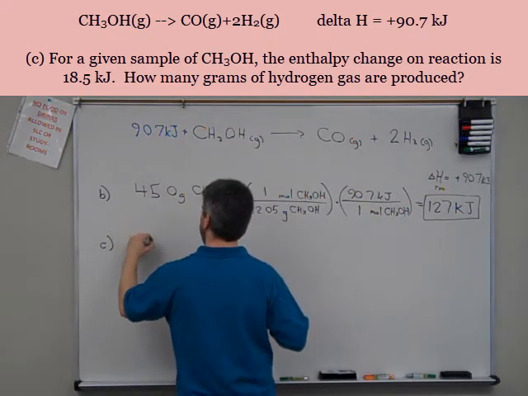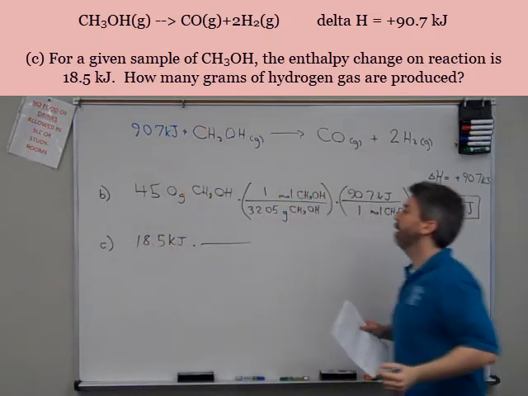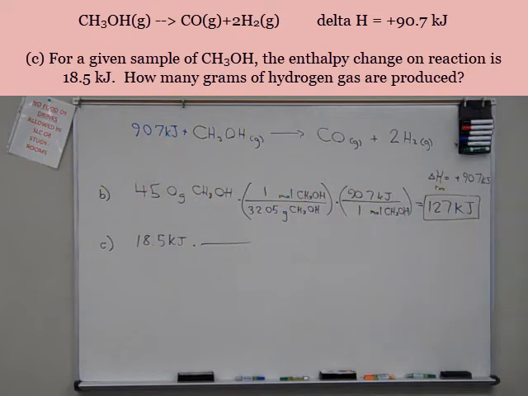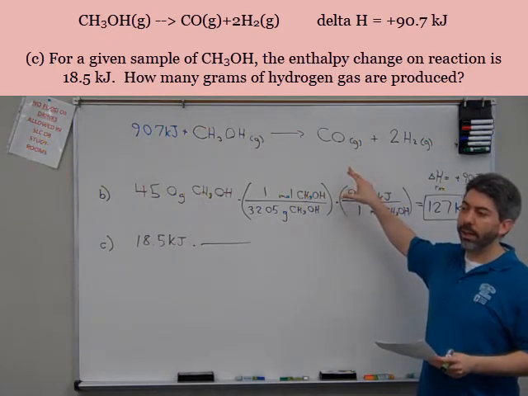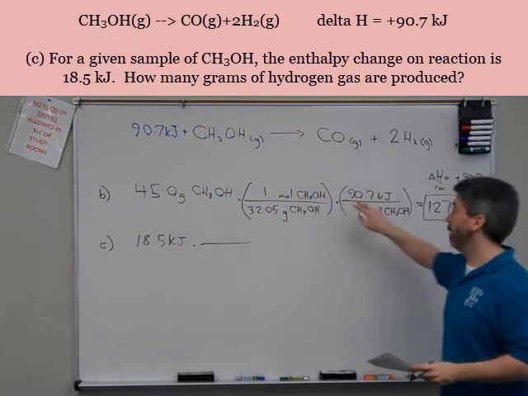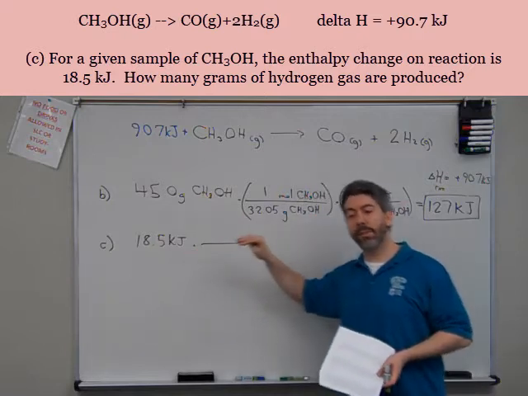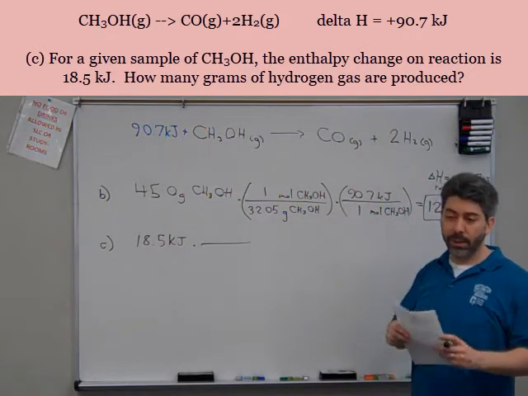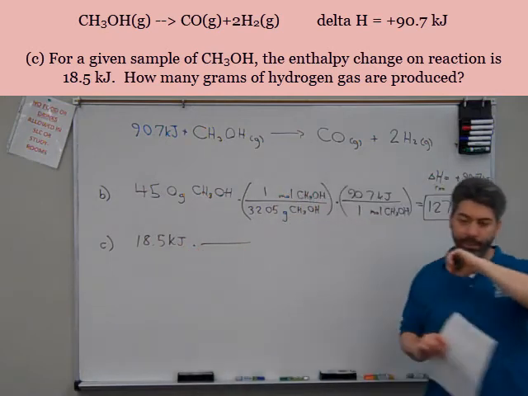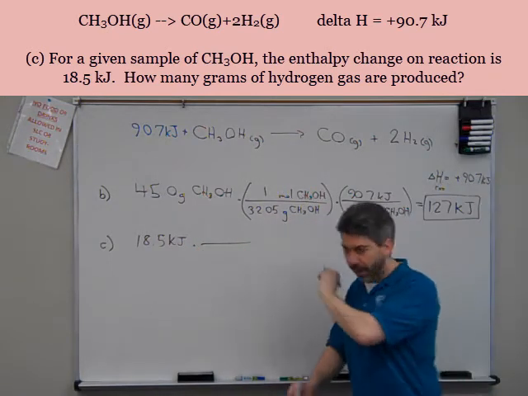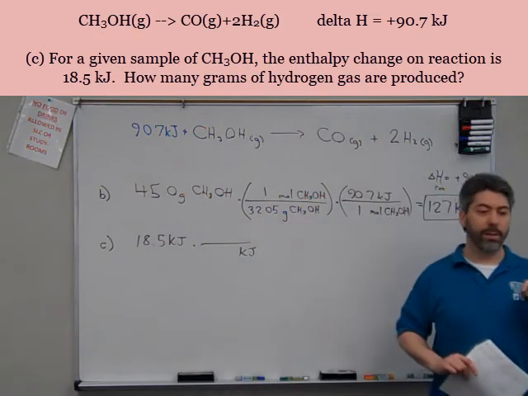So 18.5 kilojoules is what we start with. For part C, it's actually kind of the reverse of part A. Here we started with grams and converted to how many kilojoules would be released. Here we measured the amount of kilojoules released and we have to figure how many grams got reacted. So what unit's going to come at the bottom here? Kilojoules.